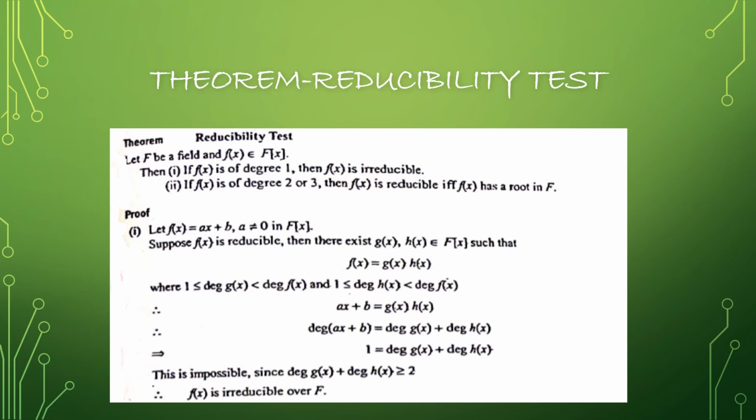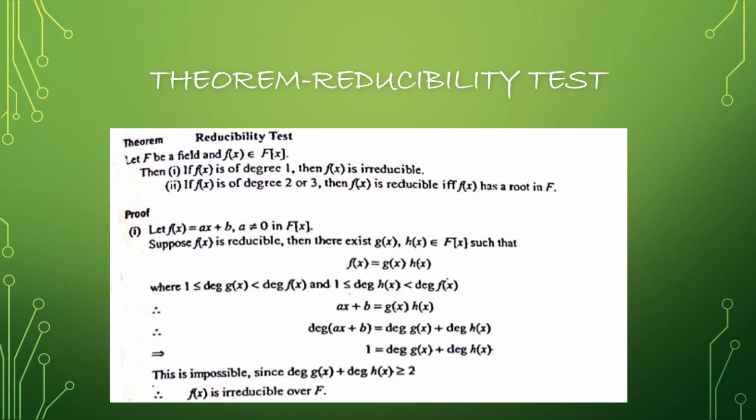So therefore, in place of f(x), substitute ax plus b, equal to g(x) h(x). Taking degrees on both sides, what is the degree of ax plus b? It's 1. That equals the degree of g(x) plus the degree of h(x). We don't know what the degree of that is, but we can say it is less than the degree of f(x). So this is highly impossible. This is less than 1 and this is less than 1, so adding together, it should be equal to 1. This is impossible, since the degree of g(x) plus h(x) is greater than or equal to 2. Okay. So therefore f(x) is irreducible over F.